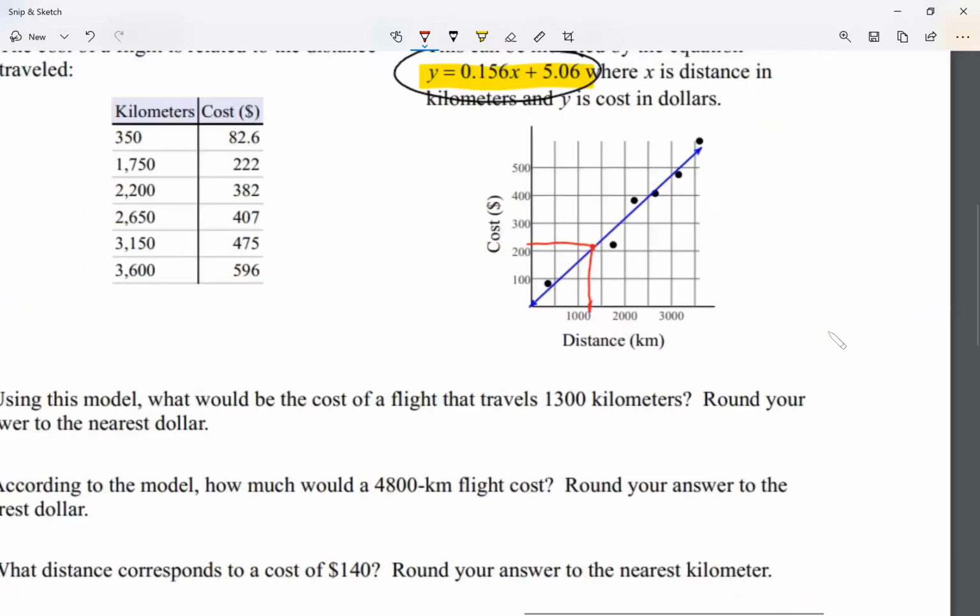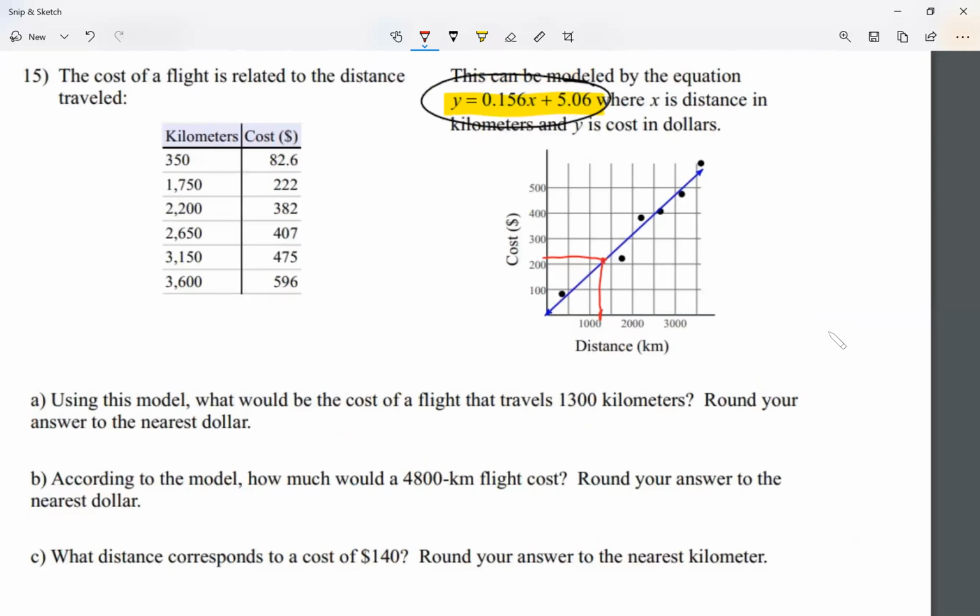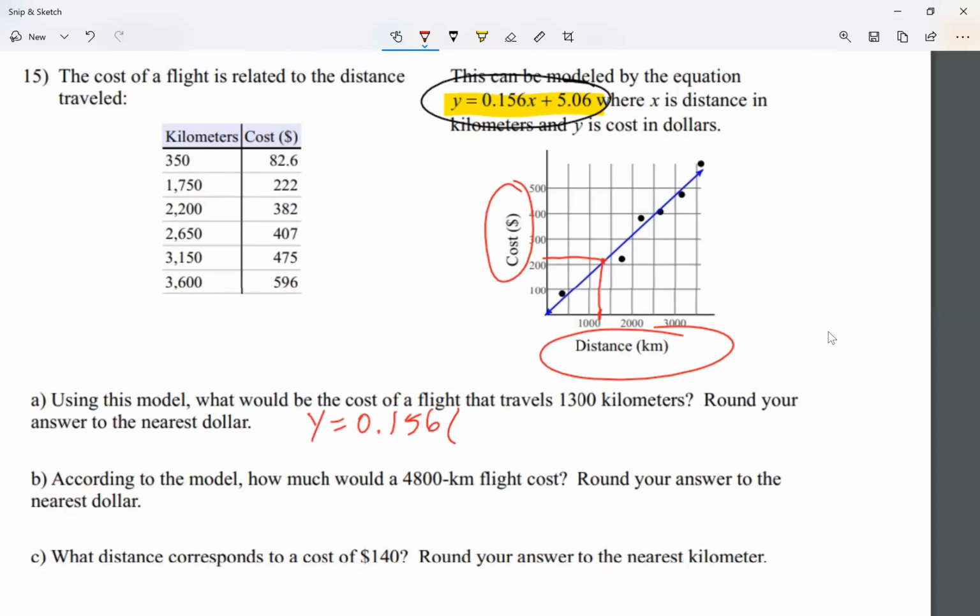Now, how am I going to find out the actual answer? I'm going to use the equation. But instead of an x, I see the x value, because I'm looking at the x-axis here, is related to distance. So instead of an x, I'm going to write distance. Instead of the y value, I'm going to look at the cost. Here it is asking me what will be the cost, so I don't know what y is. So y is equal to 0.156 times 1,300 plus 5.06. Again, I'm using that equation, but notice how instead of x, I use 1,300 because that's the distance.